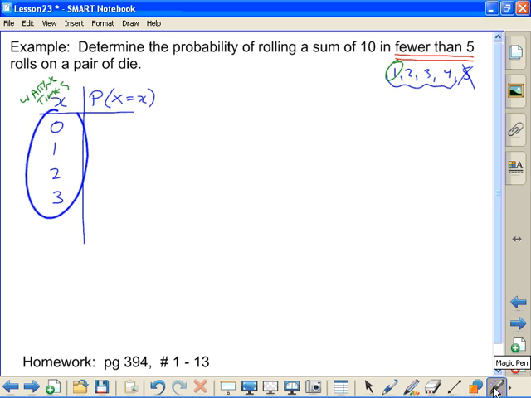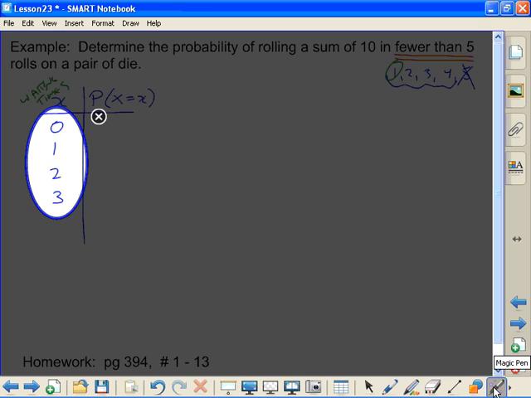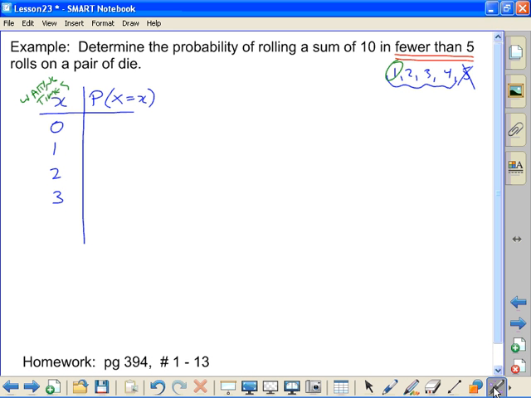times with the distribution. Okay, so you're asking yourself, well, how do I know this is not binomial? It is, determine the probability of rolling a sum in fewer than 5 rolls. So we're looking at waiting time, the probability of waiting that long to have that success.